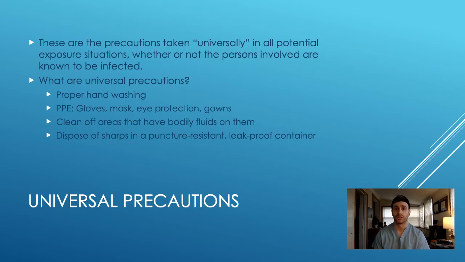Universal precautions. So we're just going to start with precautions in general. These are precautions taken universally in all potential exposure situations. So whether or not the person involved actually has an infection, you should still be using these precautions. So what are universal precautions? Proper hand washing, PPE, which is personal protective equipment: gloves, mask, eye protection, and gowns, cleaning off the area that has body fluids on it, and disposing of sharps in a puncture-resistant, leak-proof container.